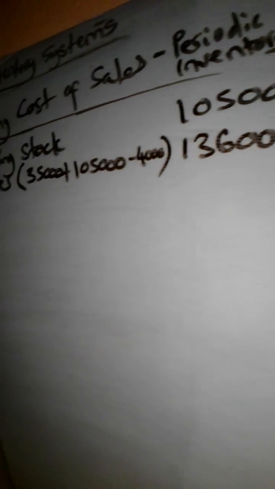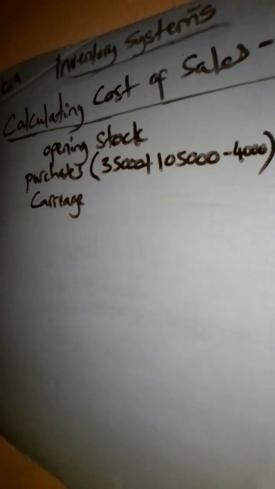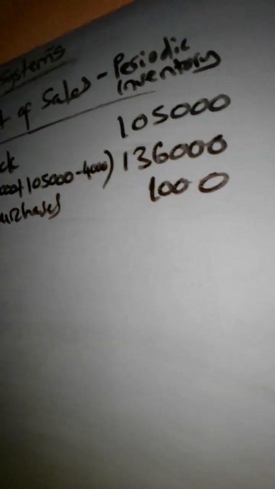After the purchases, we go on to the carriage. We have the carriage, the transportation, the delivery charges for those items that were purchased from Mohasho wholesalers, which is 1,000 rand. The carriage on purchases is valued at 1,000 rand. It is only 1,000 rand. What else do we have?